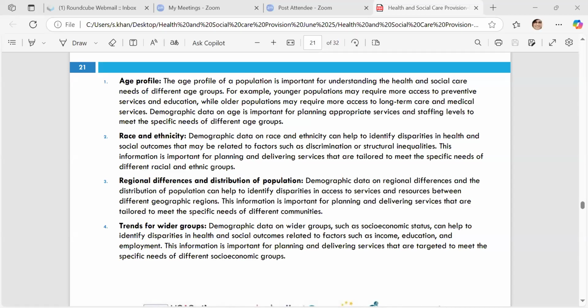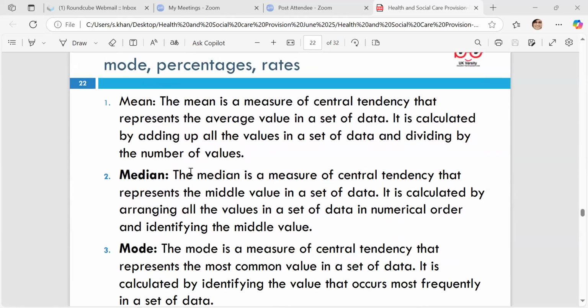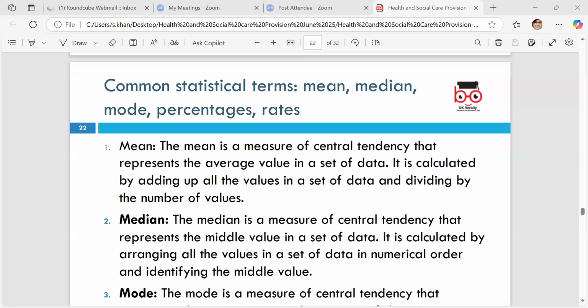If you provide data for some of these areas, age, race, religion, culture, trends for regions, it's really important because you are able to look at the statistical findings from these elements. So maybe someone who has illnesses around cancer or dementia, you are able to identify that and put things in place for that.